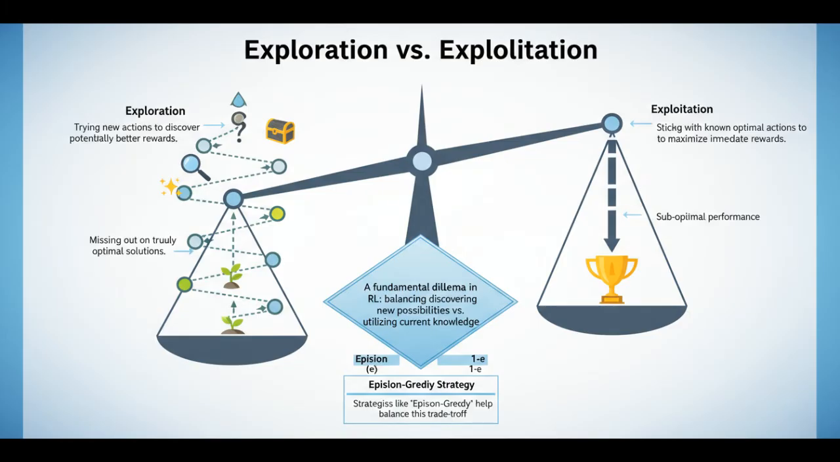If an agent only exploits, it might miss out on truly optimal solutions. If it only explores, it might perform suboptimally by trying too many bad options. The epsilon greedy strategy is a common solution. With a small probability, epsilon, the agent explores by choosing a random action, and with a larger probability, 1 minus epsilon, it exploits by choosing the action known to yield the highest reward. This dilemma is central to designing effective learning agents.